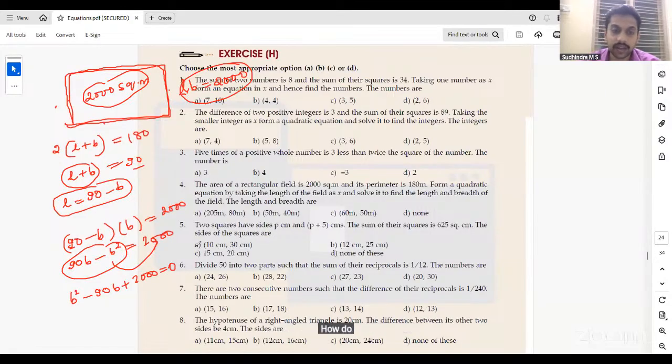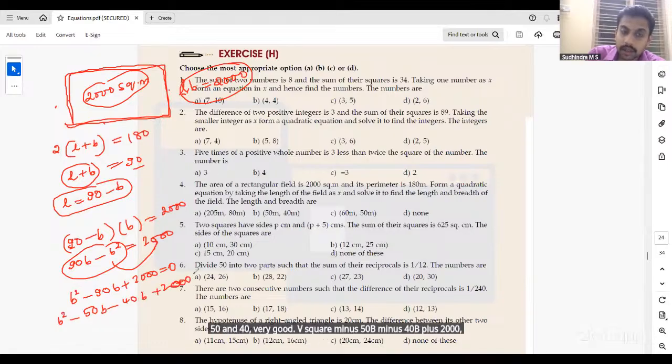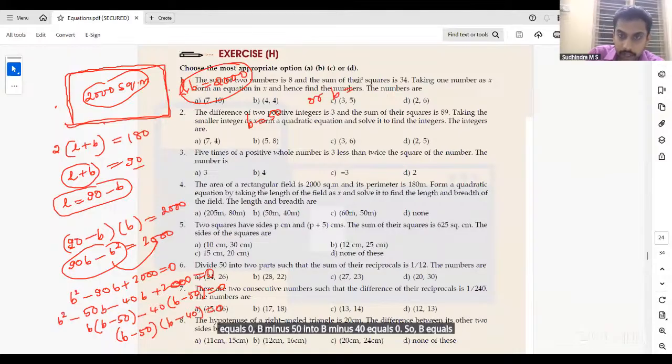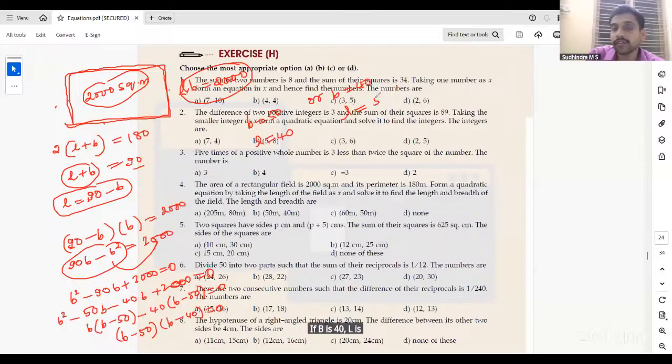How do I simplify this? What are the factors we get? Sir, 50 and 40. Very good. B square minus 50B minus 40B plus 2000 equals 0. B into B minus 50 minus 40 into B minus 50 equals 0. B minus 50 into B minus 40 equals 0. So B equals 50 or B equals 40. If B is 50, L is 90 minus 50, which is 40. If B is 40, L is 90 minus 40, which is 50.